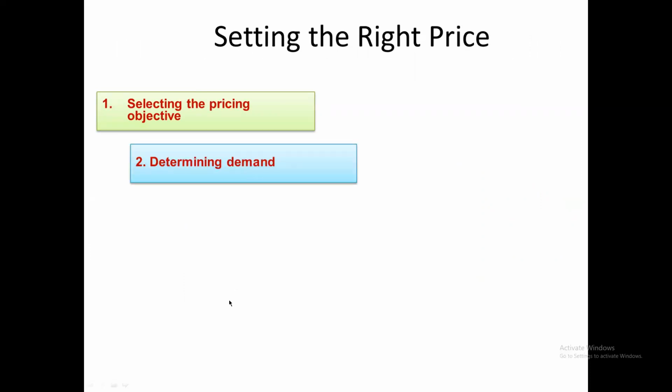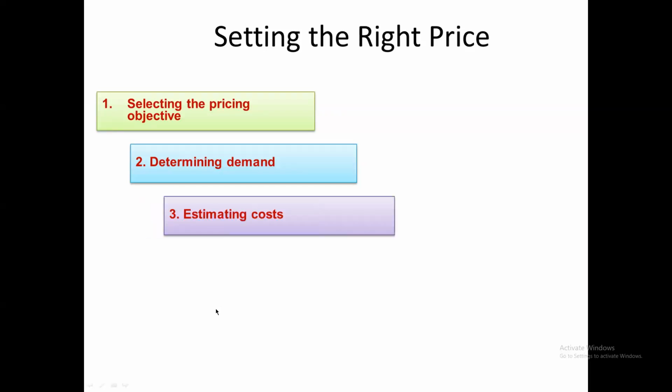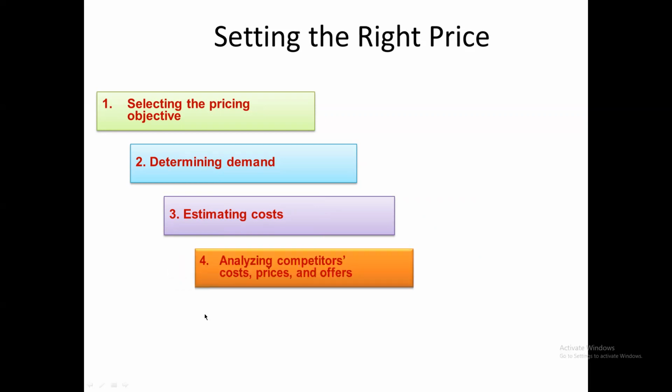Then determining the demand. We have to determine the demand of this particular product in the market. Number 3, estimating cost. What is the cost to produce this product? Then comes analyzing competitors' cost, prices, and offers. We have to analyze the competitors' cost, price, and offer.